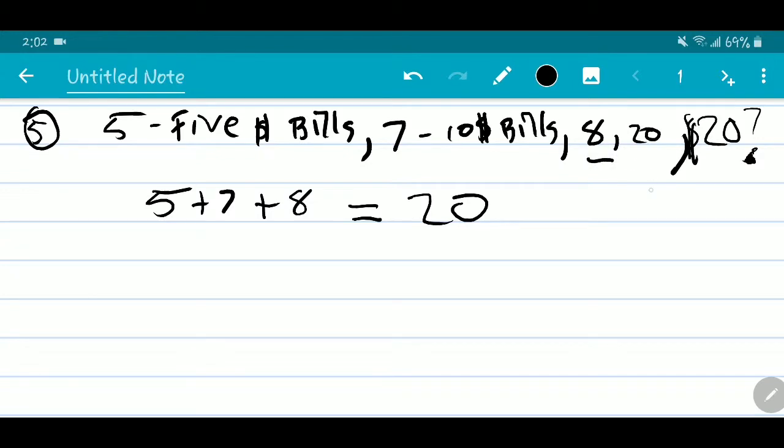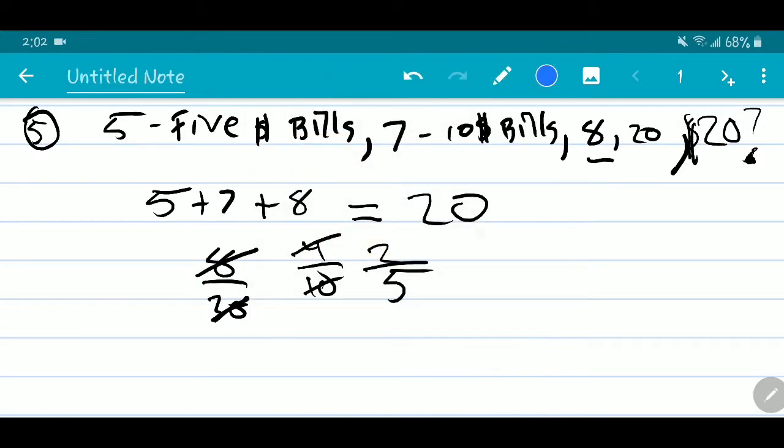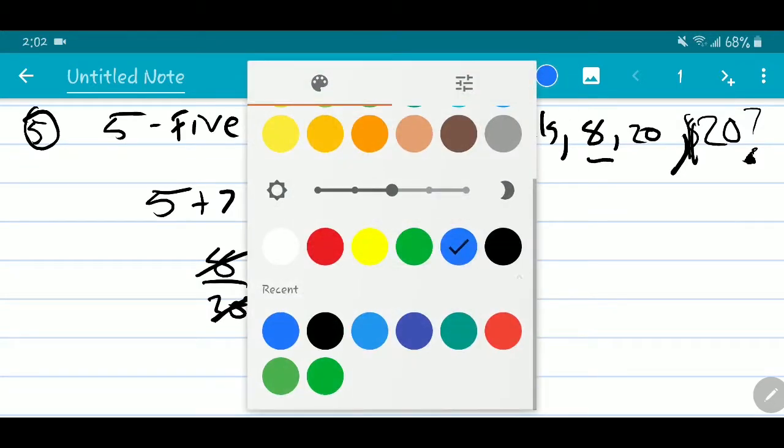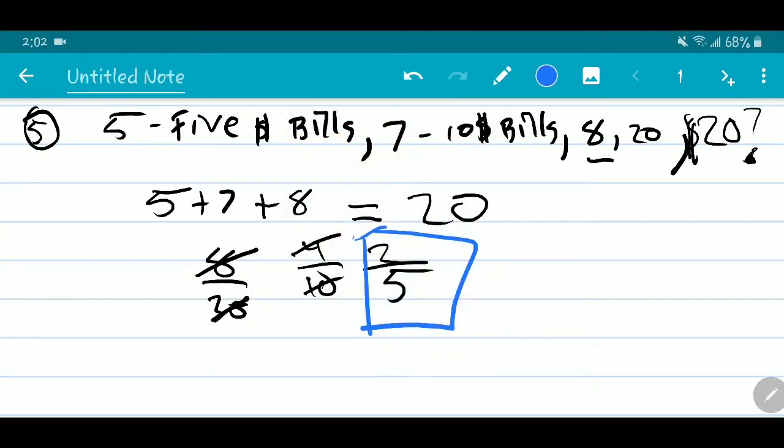Well, we have 8 20s divided by the total. Total is 20, and then we have 8 20s. So let's go ahead and simplify this down to 4 over 10, which goes to 2 over 5. And that is our probability of a $20 bill drawn. And that answer choice is D.